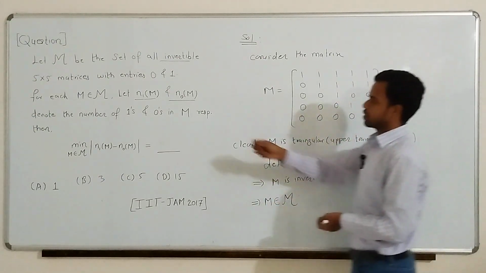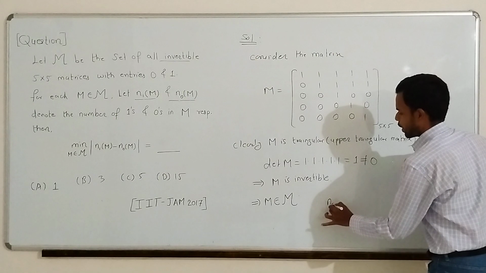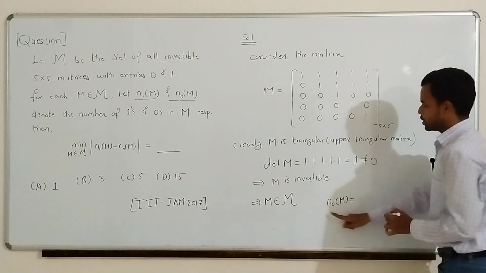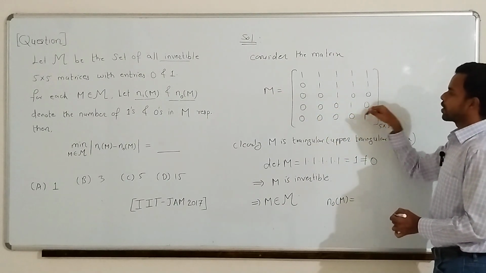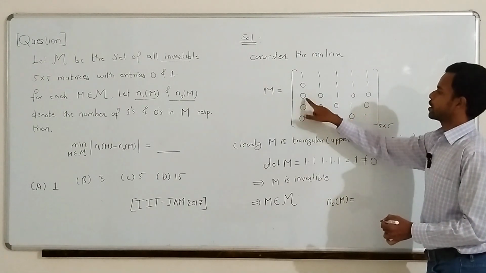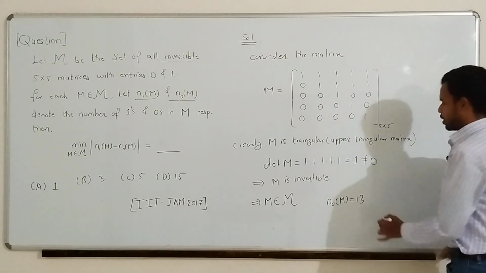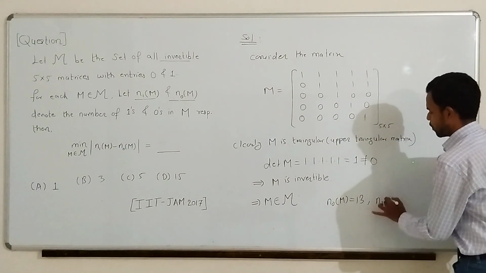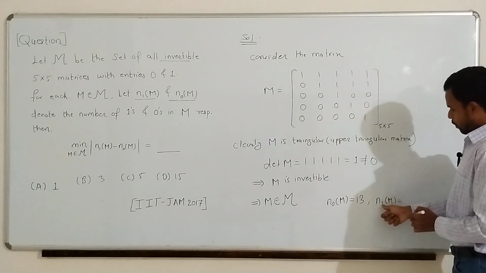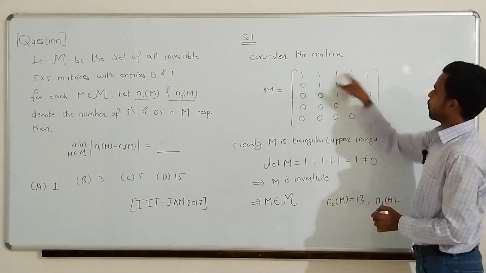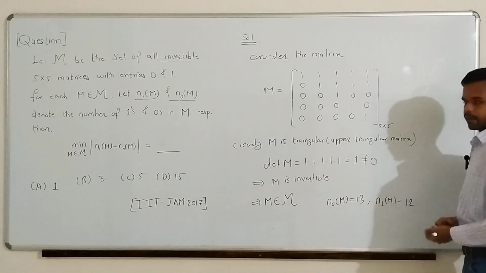Now, we calculate these two values, n1 of m and n0 of m. What is n0 of m? n0 of m is the number of 0 entries in the matrix M. Count the number of 0 entries in this matrix: 4, 5, 6, 7, 8, 9, 10, 11, 12 and 13. So there are 13 zero entries in the matrix M. Now calculate the number of entries which are 1 in the matrix M, n1 of m. The number of 1s in the matrix m are 5, 6, 7, 8, 9, 10, 11, 12. So, there are 12 entries which are 1.